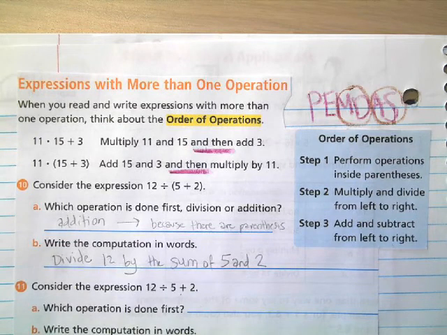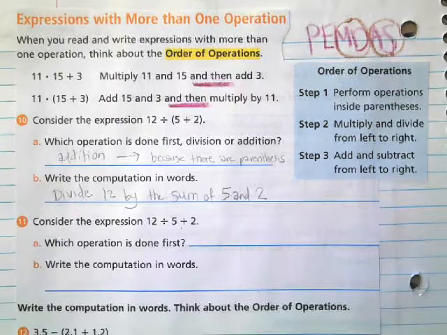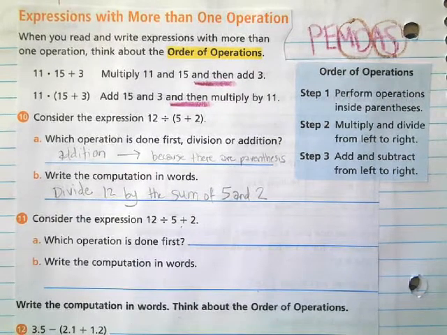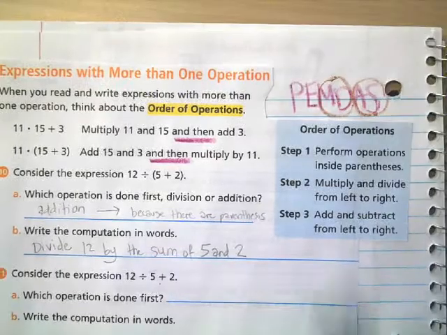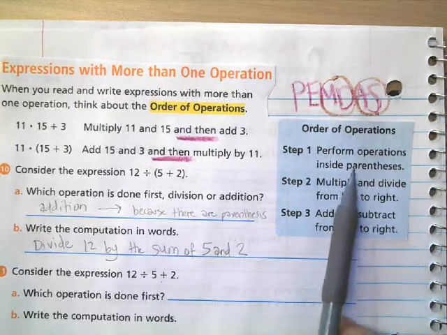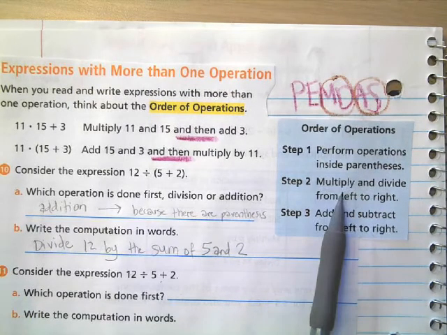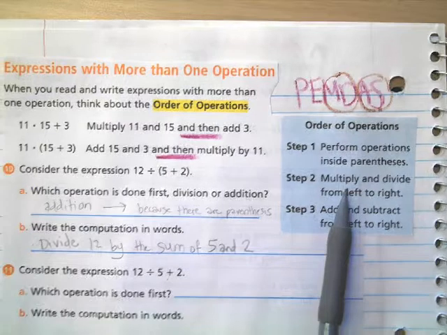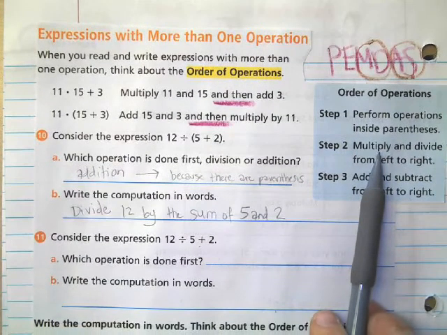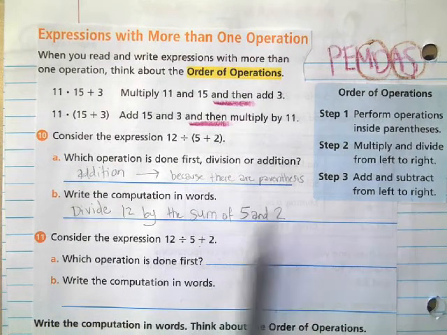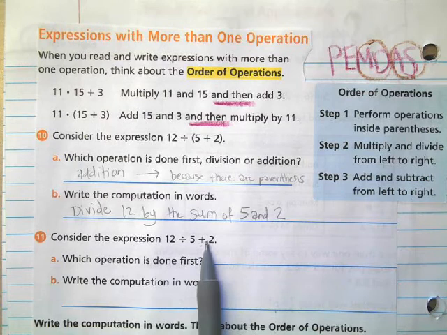Okay, now look at what they've done. Which operation is done first on number 11? There's no parentheses. So come back up here to PEMDAS, or step 1. If there's no parentheses, then I need to do the multiplication or division. So which operation is done first in this expression? It's the division. So I write division.